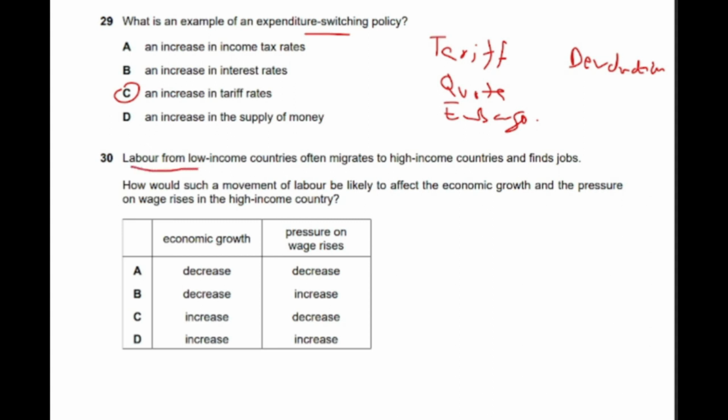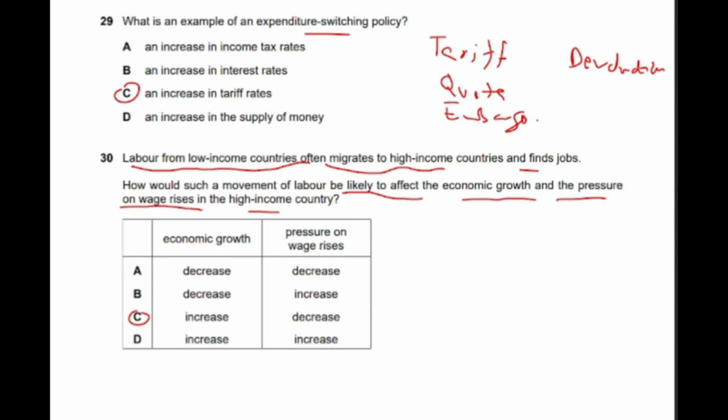Labor from low income countries often migrates to high income countries, right, and finds jobs. How would such movement of labor be likely to affect economic growth and the pressure on wage rise in high income countries? Option C is the correct answer. Economic growth is likely to increase, but pressure on the wage rate is likely to decrease.